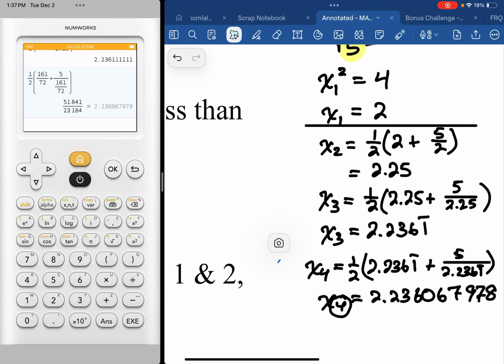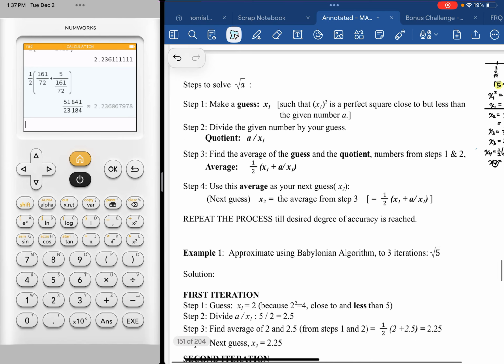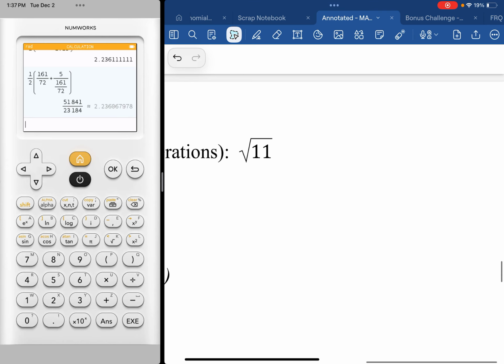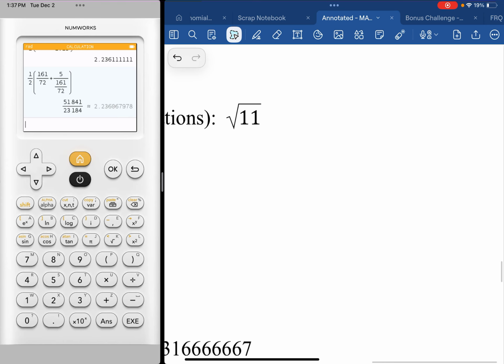Now, the good news, I suppose you can sort of consider here, is that if you use the calculator the right way, you can kind of speed through this. Let me show you with the next example here. So we have a radical 11. They said to do, again, 3 iterations, but if you strategically use the answer button, you can kind of zip through this.